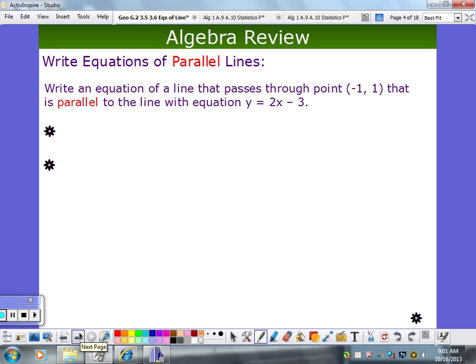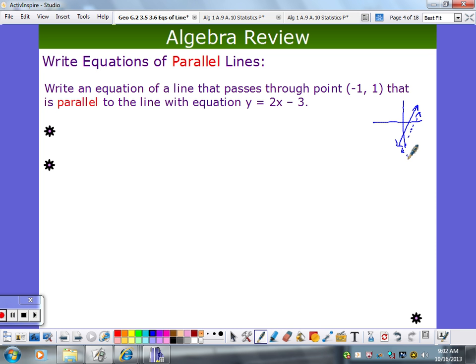Write an equation of parallel lines. Now we did this as well. Write an equation of a line that passes through point (-1, 1) that's parallel to the equation y equals 2x minus 3. I kind of like the visual, so let's just draw a quick picture. y equals 2x minus 3 looks a little bit like this. So point (-1, 1), I don't know where that is relative to this, but let's say it's here. I'm just looking for that line that's parallel to it.